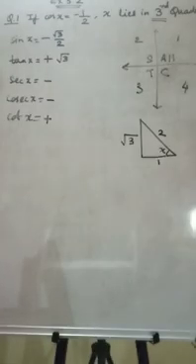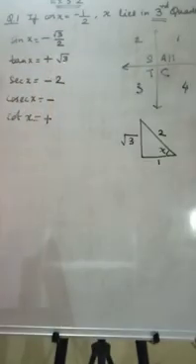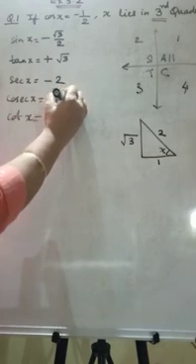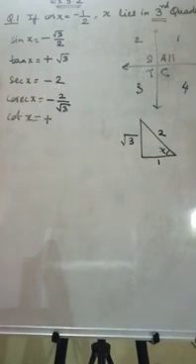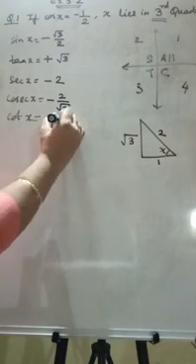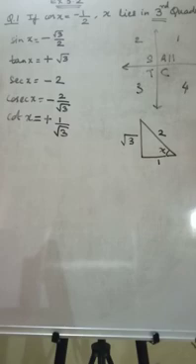What will be sec x? Sec x means 1 by cos x. So 1 by cos x means the reverse of this. So it's 2. Cosec x is 1 by sin x, so the reciprocal of this, or reverse, whatever you say, 2 by root 3. Cot x is the reciprocal of tan, so it is 1 by root 3. So this way you can find all the values.